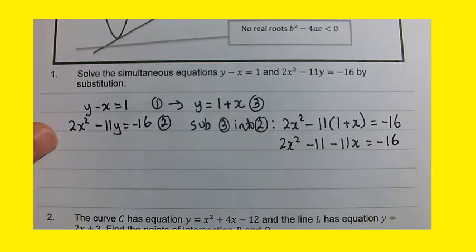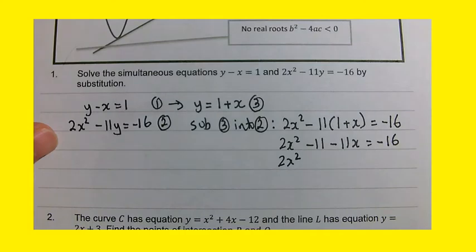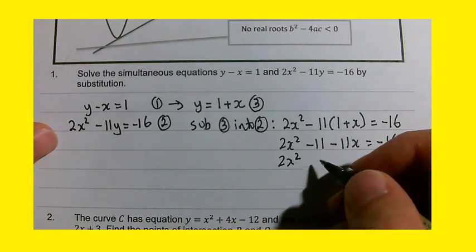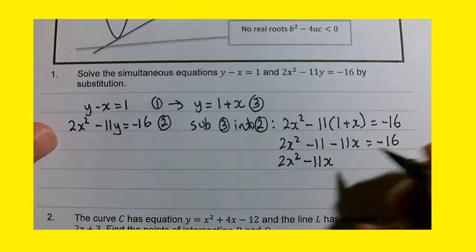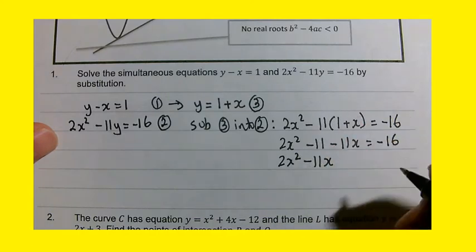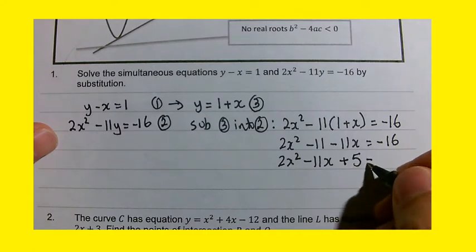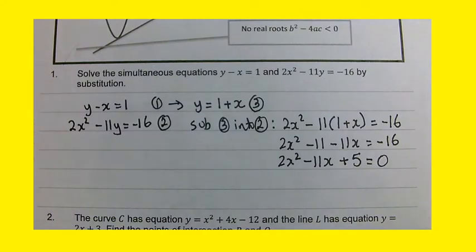Okay, and let's just tidy this up so that we can get a quadratic in x. So I'm going to keep the 2x squared here. Okay, I'm going to keep the minus 11x here as well, and this minus 16 I'm going to take down to the left hand side to make it a plus, so you get plus 5, and that makes it 0 here. Right, so we've got a quadratic.